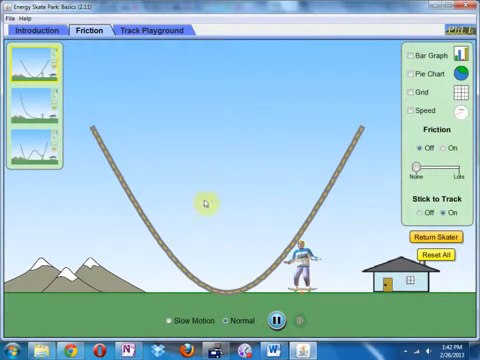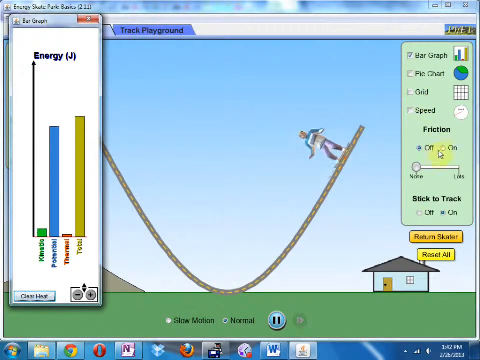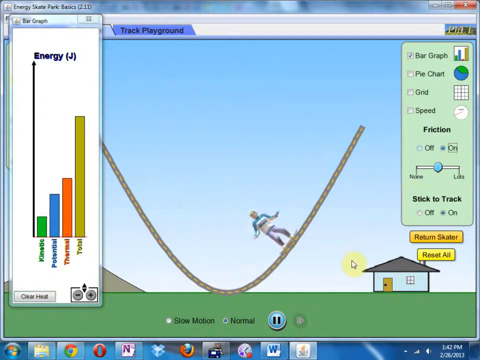I can, even if I want to, turn on friction. I can go real world on you. So if I go real world, we'll start off with our little bar graph. I'll move it to this side. Right now I have friction off. I'm going to turn friction on. Which energy do you see going up now? We call it heat. They call it thermal. This is why you can't go back and forth on a skateboard in a pipe without adding extra energy.